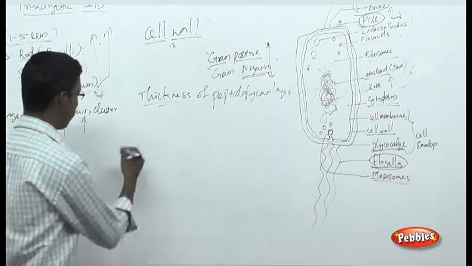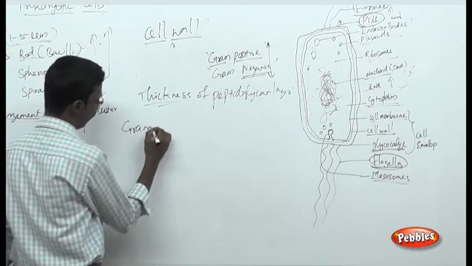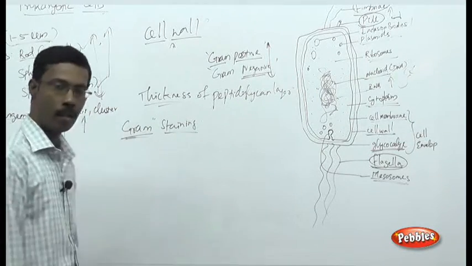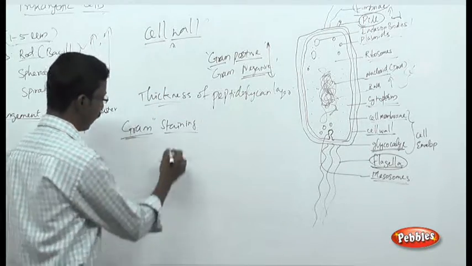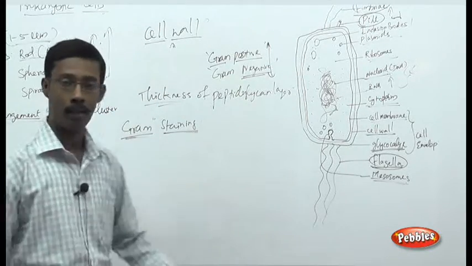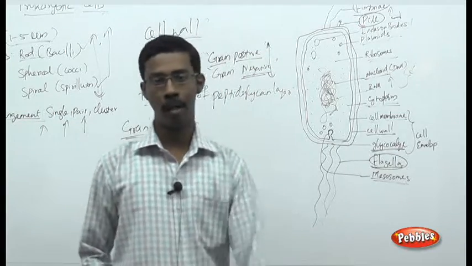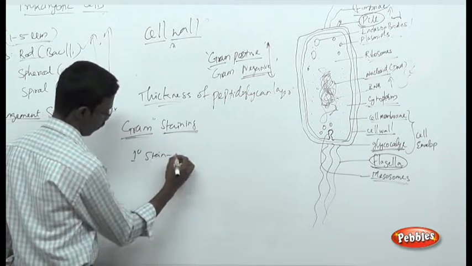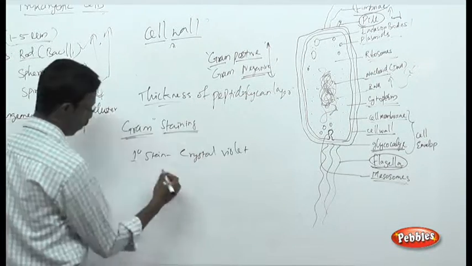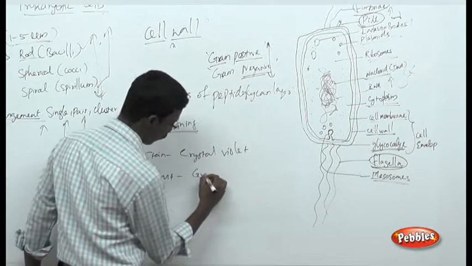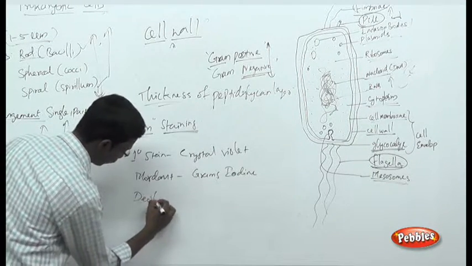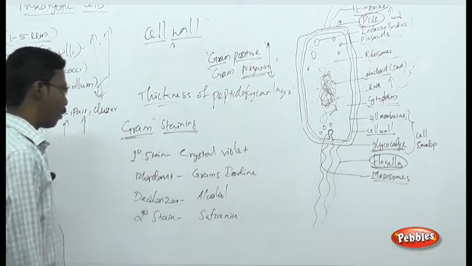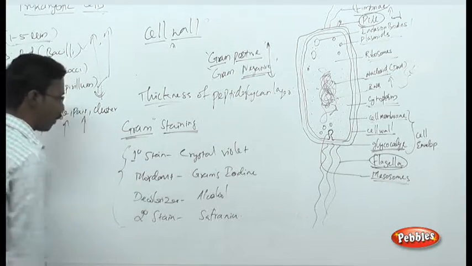We can go for the technique called gram staining. As you can understand, it was discovered by a scientist called Gram, and he discovered the staining technique to classify bacteria into gram positive or gram negative. He used a primary stain called crystal violet, a mordant, Gram's iodine, then a decolorizer, alcohol, and a secondary stain, safranin. So these are the things we are going to use for gram staining.